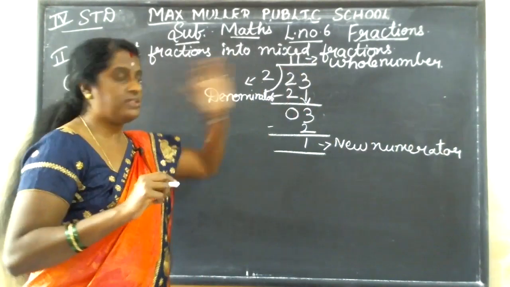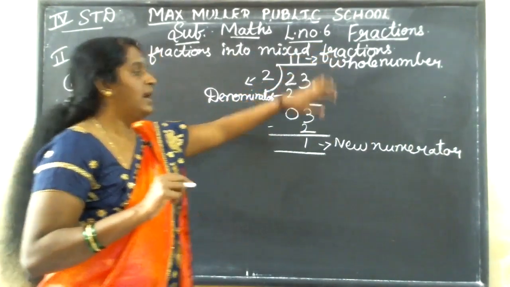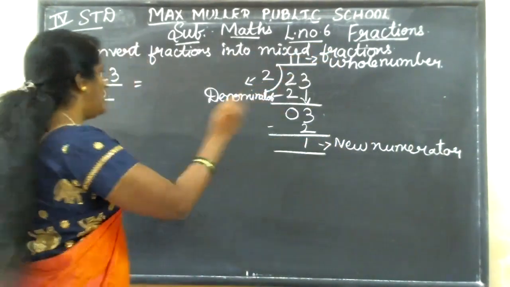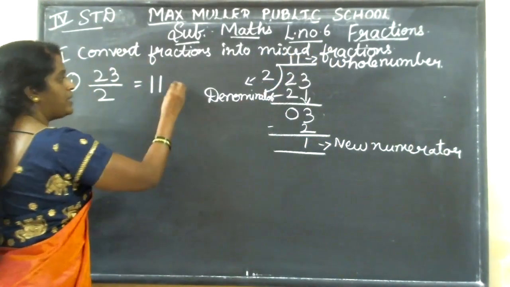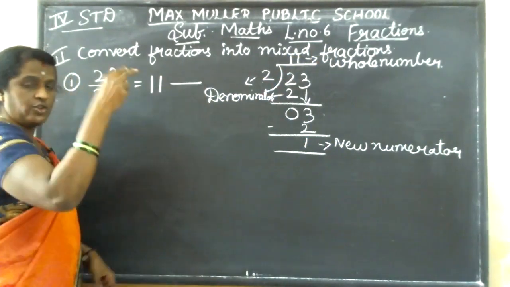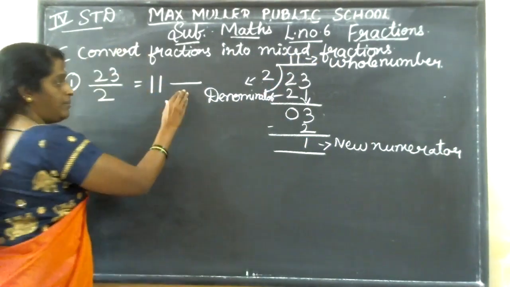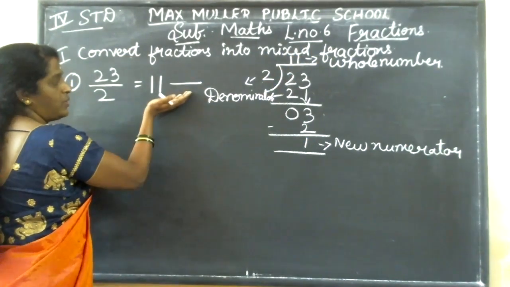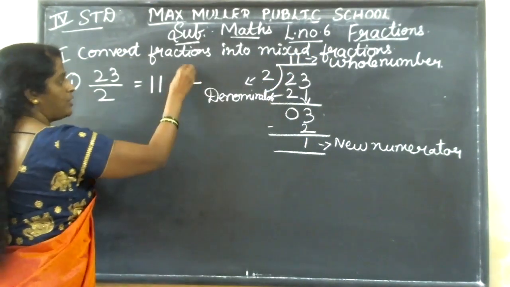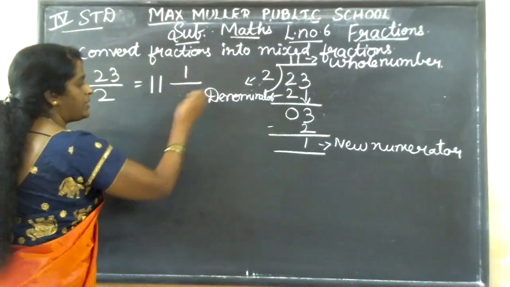But in the fraction, this is a whole number and this is the numerator. First you should write the whole number, then the denominator. A fraction consists of a numerator and a denominator. Denominator means this down part, the below part. Above, it is the numerator. The numerator is 1. The denominator is 2.